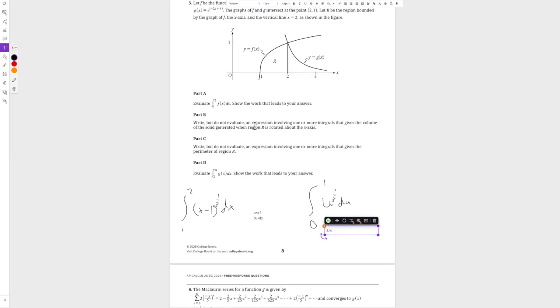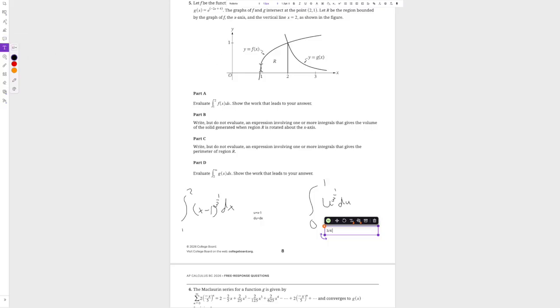Write but do not evaluate an expression involving one or more integrals that gives the volume of the solid generated when region R is rotated about the x-axis. Okay, so we're rotating R about the x-axis. How can we think about generating a volume for this? Well, you may have learned about two methods, the shell method and I actually forgot, I think the cylindrical method, or the disk method. Anyway, what's the easiest thing that we can do?